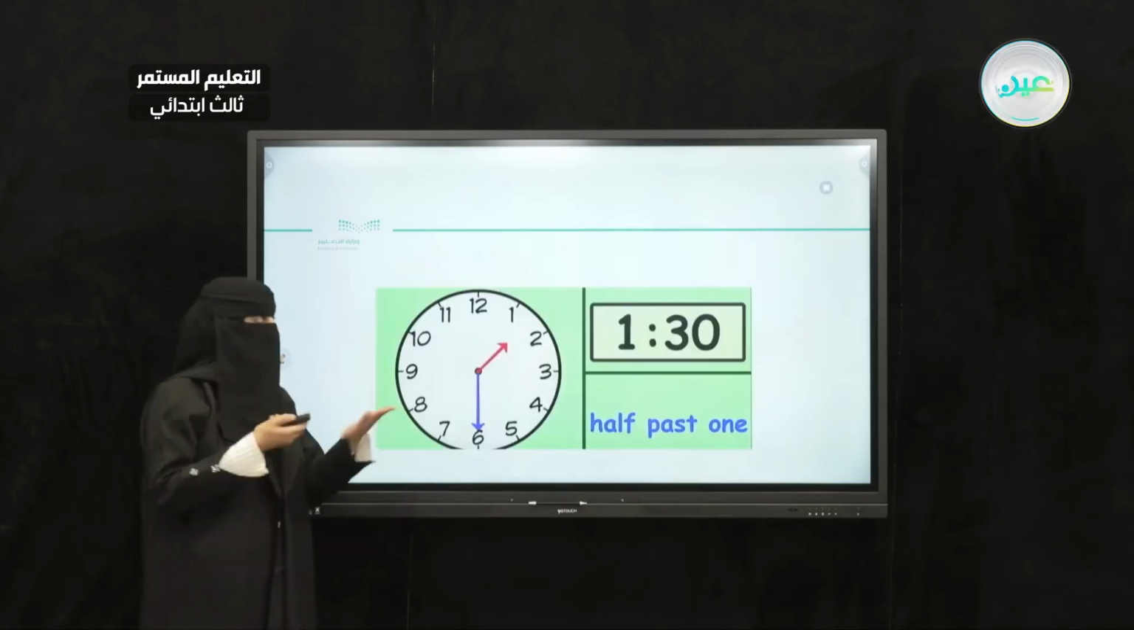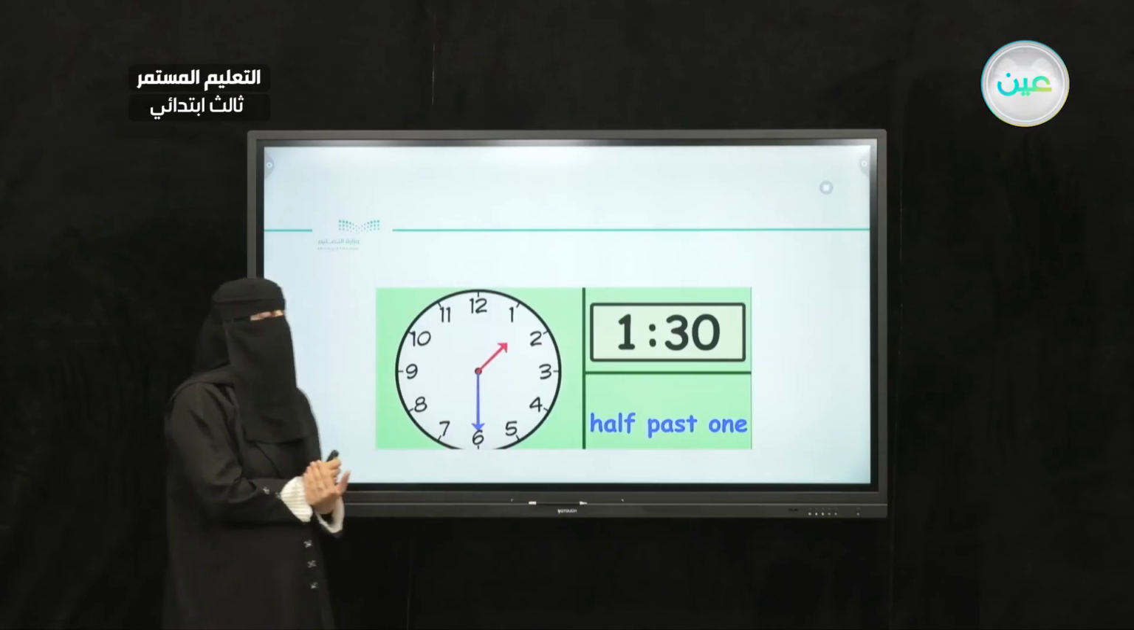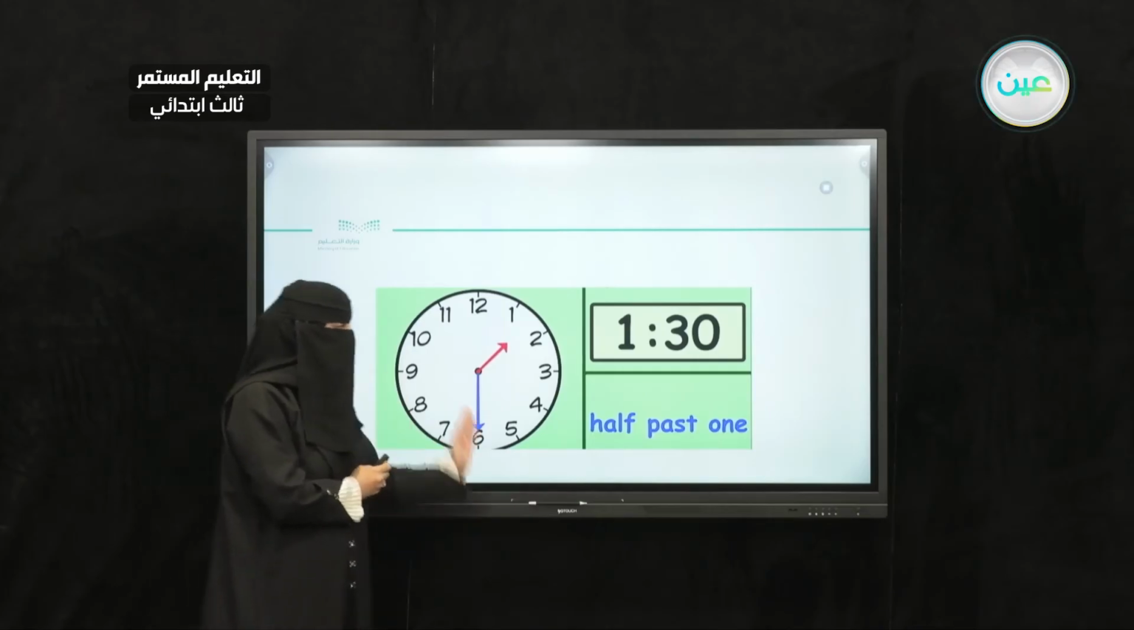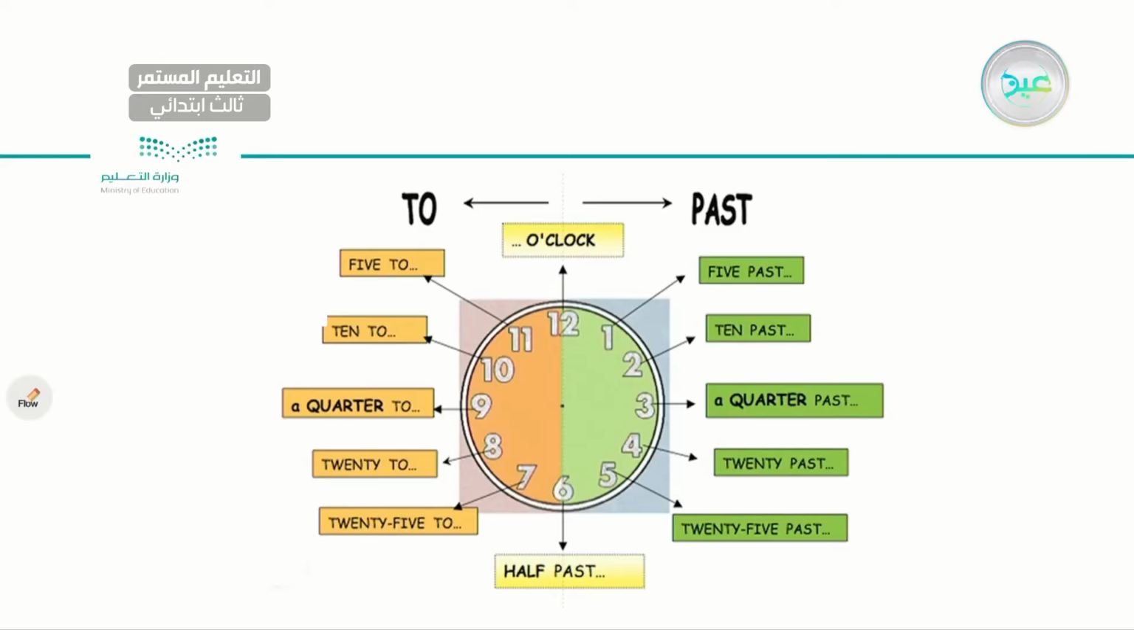11:30. Okay. We can say it like this one, 1:30. So let's read one more time. What time is it, my dear student? It is 1:30. One more time. 1:30. Very good, my dear student. Excellent. Now, let me explain it a little bit here on this clock.